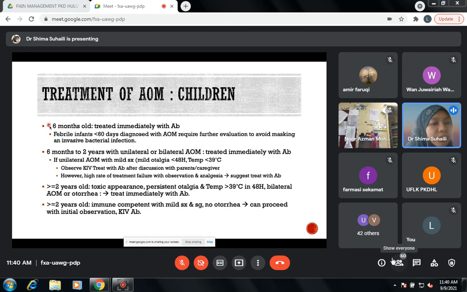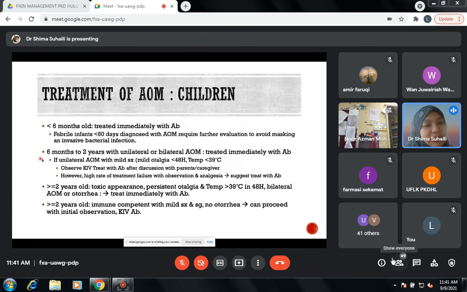Okay. In the child less than 6 months old, if they have acute otitis media, they should be treated immediately with antibiotic. Okay. And if it's infants less than 60 days, which is less than 2 months old, and you think that this patient has AOM, this patient from the klinik kesihatan, we have to refer to the hospital for further evaluation to avoid any masking of invasive bacterial infection. Because in the neonates or early infantile age, any infection of the ear can cause a very massive or very difficult complication. So usually in the clinic setting, less than 2 months old, we have to refer to hospital, to the ENT clinic for them to do proper assessment.